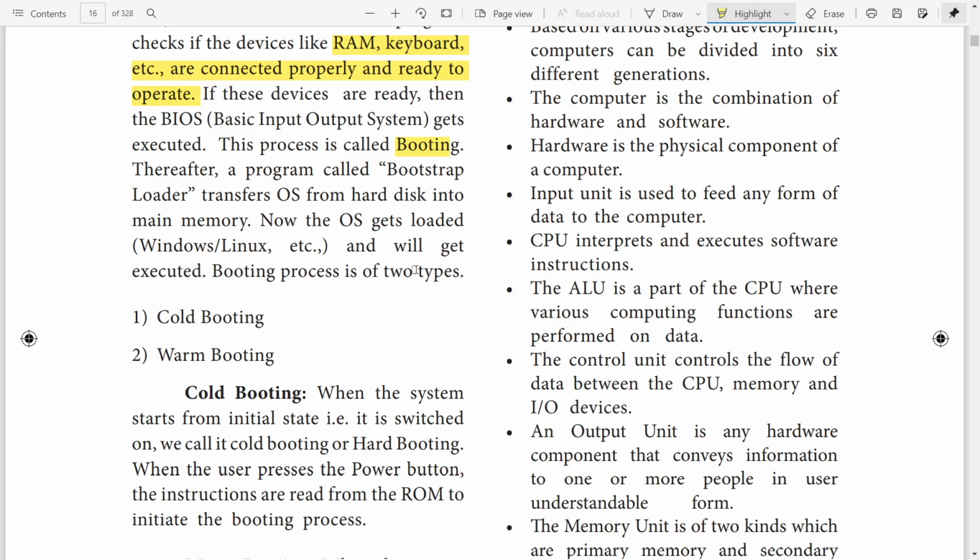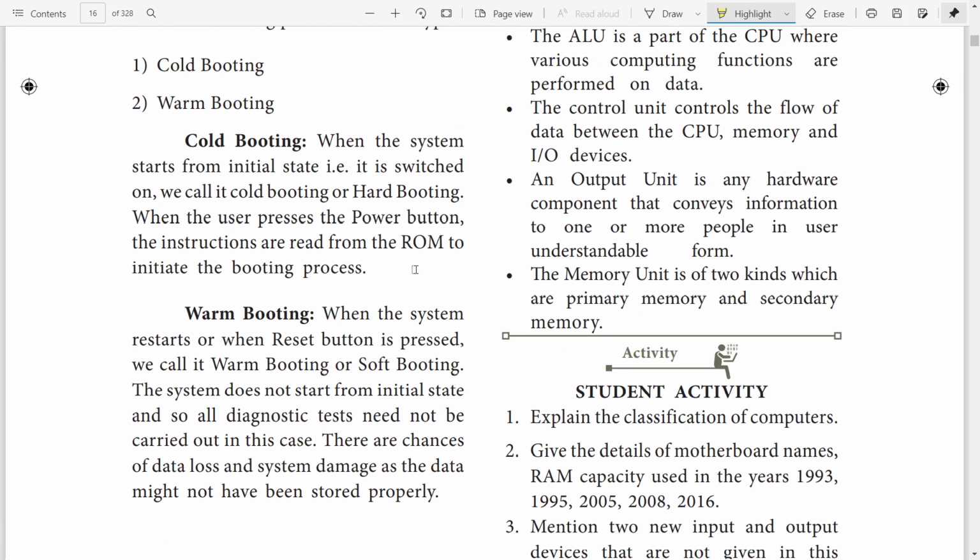When the user presses the power button, the instructions are read from the ROM to initiate the booting process. Cold booting or hard booting. Warm booting: when the system restarts, when the reset button is pressed, we call it warm booting or soft booting. The system does not start from its initial state, so all diagnostics need not be carried out in this case. There are chances of data loss and system damage as the data might not have been stored properly.